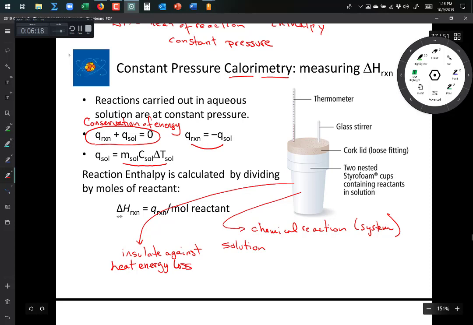All right. And this is how we're going to calculate. This is the limiting reactant. That's how we're going to calculate the energy for the reaction. So just to give you an example of what the data looks like, because you'll be doing this today.